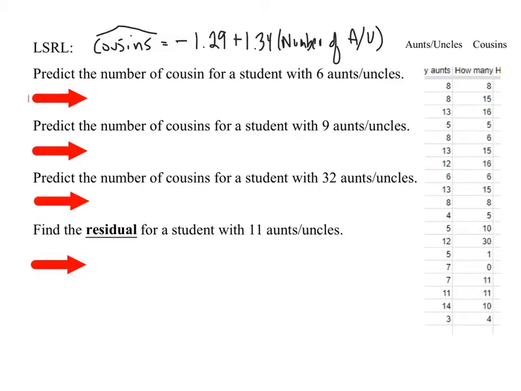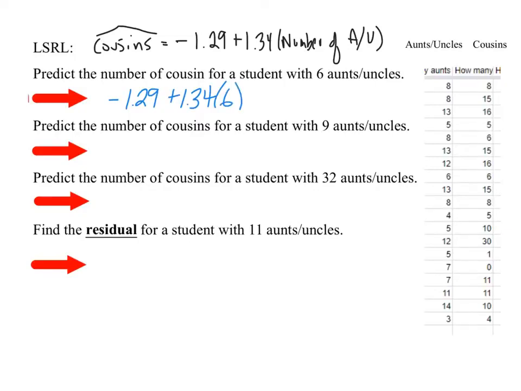All right, so I've once again written down my least squares regression line. Again, don't be thrown by the acronym here, LSRL, least squares regression line. Number of cousins, or cousins hat, is equal to negative 1.29 plus 1.34 times the number of aunts and uncles. So to predict the number of cousins for a student with 6, of course, we would just plug this in. We would say it's negative 1.29 plus 1.34 multiplied by 6, and you could certainly type that into your calculator.